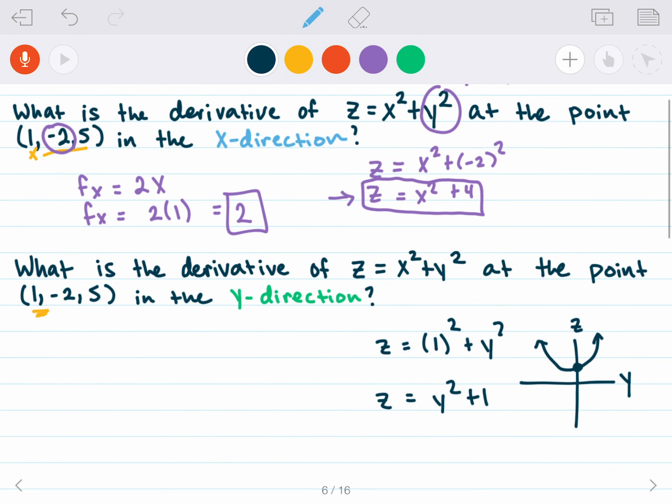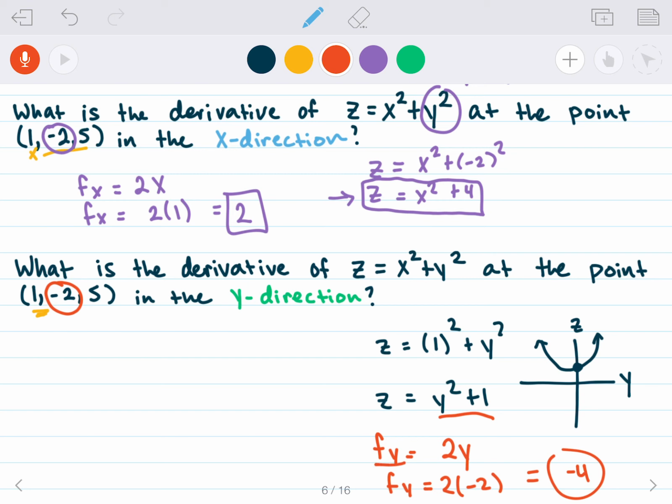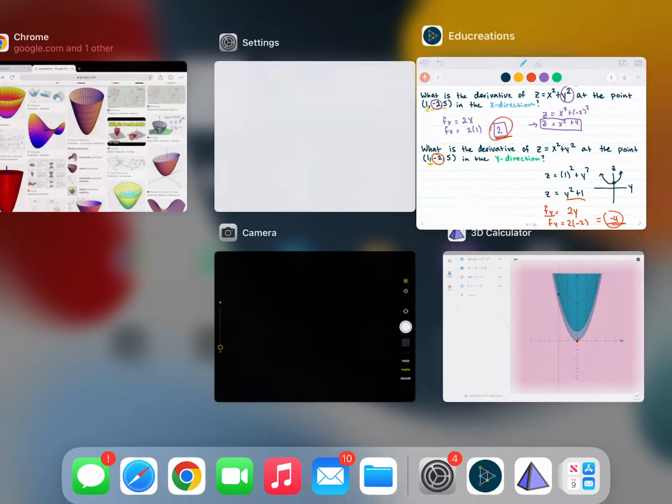So if I figure out what the derivative of this is in the y direction, so this is f subscript y, partial derivative with respect to y, I just use the shortcut but with respect to y, so this is going to be just 2y, and then I can plug in my actual y value here to get that slope. So this is going to be 2 times -2 is -4. So the partial derivative with respect to y is -4. The partial derivative with respect to x is 2. So the slope in the x direction is 2, while the slope in the y direction is -4.